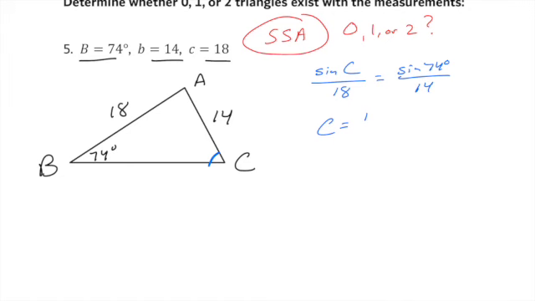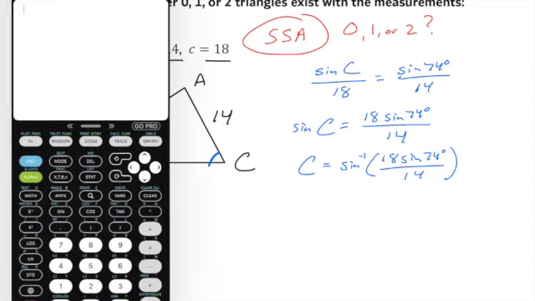And if you've watched the other video on how to finish it off, you know the idea is to see if you actually get an answer. If you do, you also have to check its supplement, the quadrant 2 angle, for the second possible solution. So sine of C is equal to that, so C is going to be the inverse sine of 18 times sine of 74 degrees divided by 14.